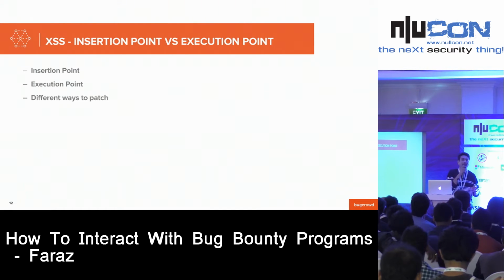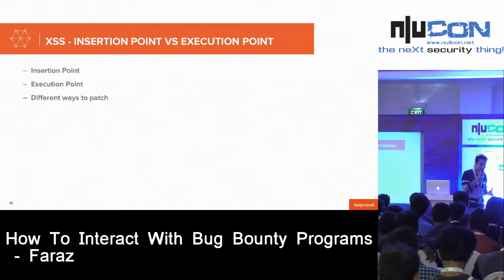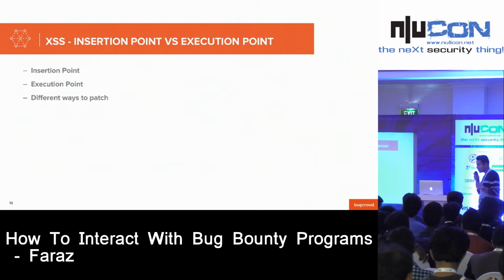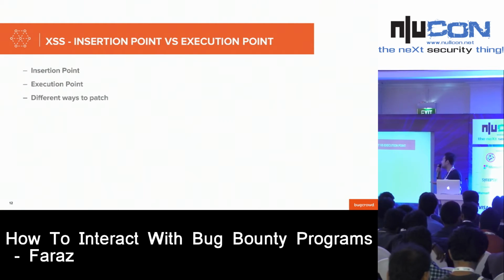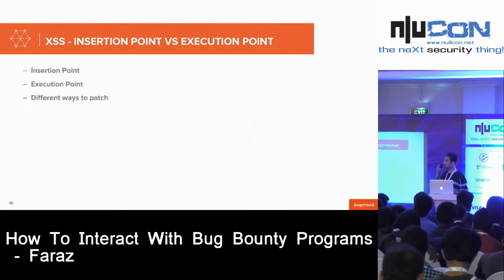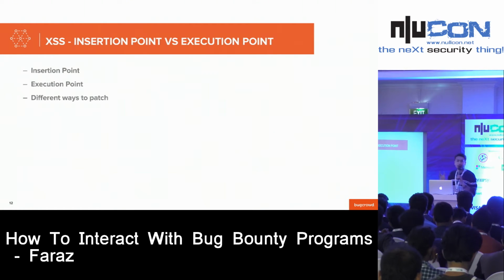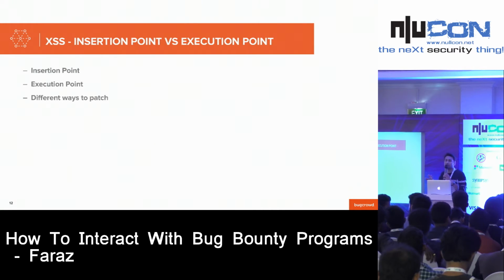So different clients have their own priorities, have their own applications and their own ways to patch it. When they patch it, they may fix the execution point and they may fix the insertion point. So different bugs may get duplicated on the basis of insertion point or the execution, but it is either of them in a program. There are programs like they will fix the execution point, but it won't happen like your submission is also duplicated on the basis of insertion point and the basis of execution point at the same time in the same program.